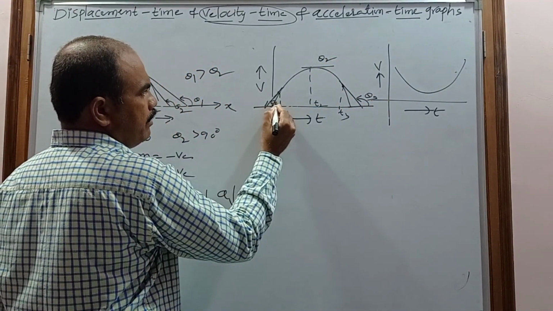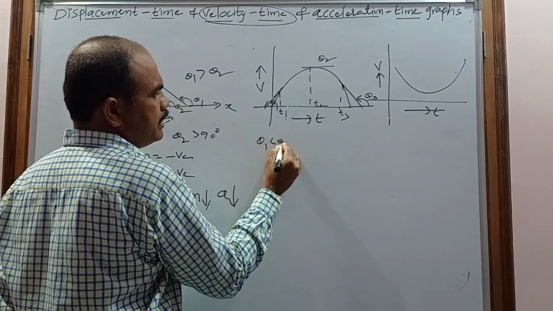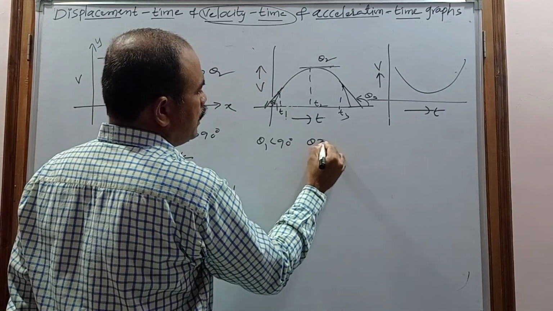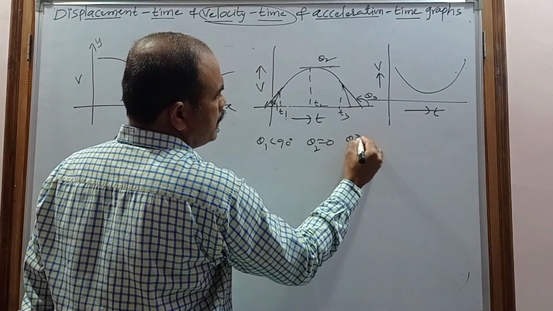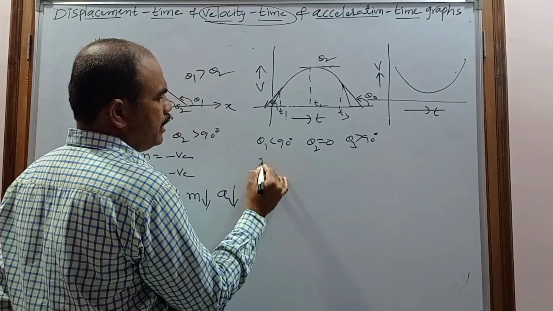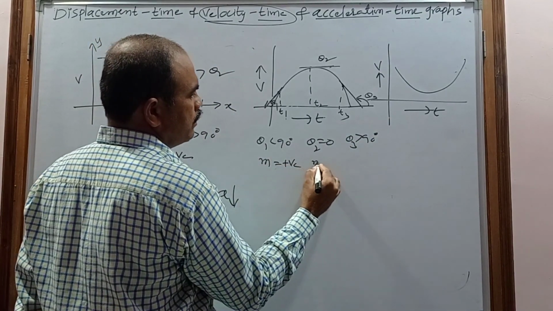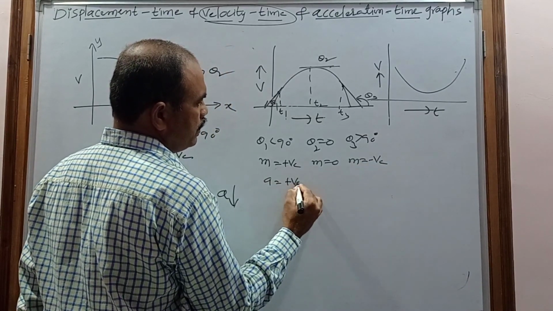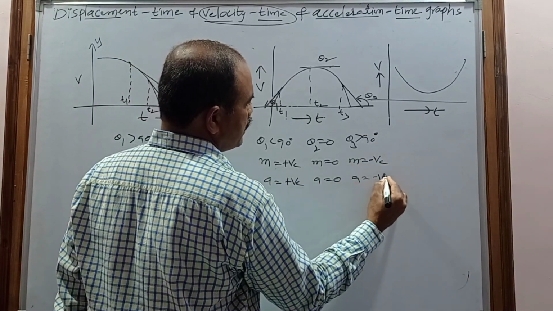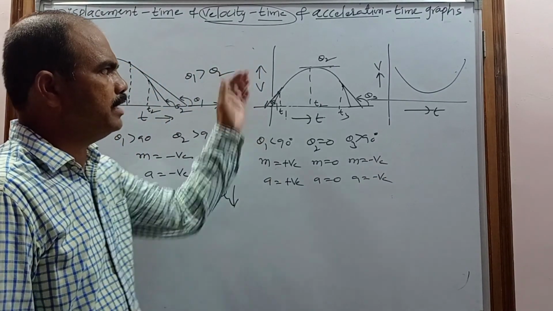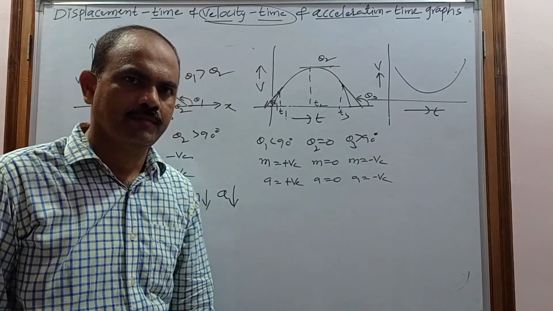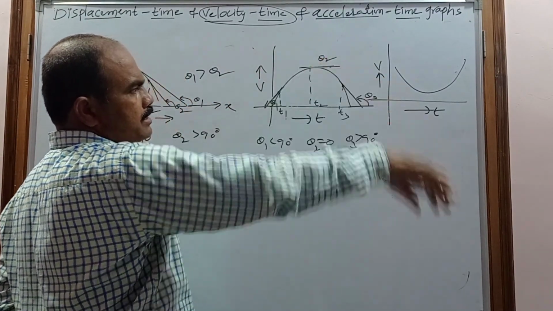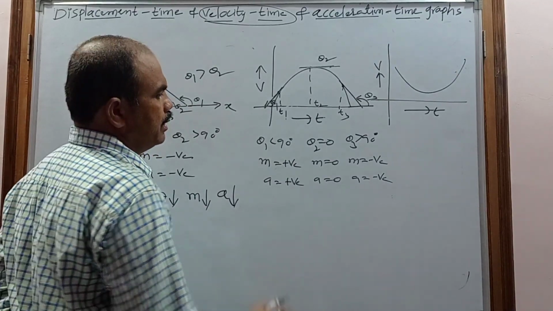Here theta 1 is less than 90 degrees, and theta 2, the tangent parallel to the x-axis, is 0, and theta 3 is greater than 90. Here the slope is positive, zero, negative, so the acceleration is positive, zero, negative. Acceleration is gradually decreasing. That's why it undergoes decelerated motion.